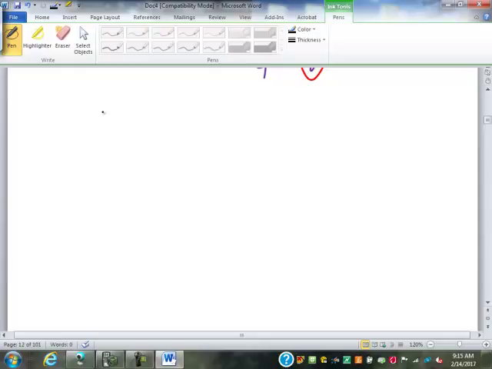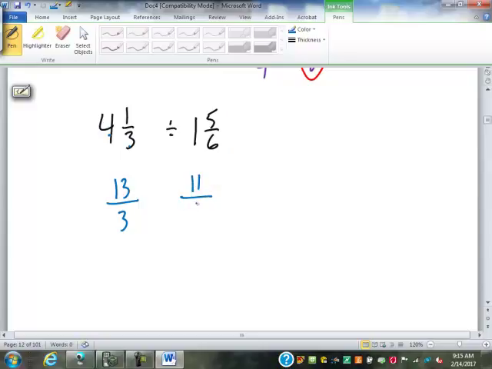So now we're going to jump up to dividing mixed numbers. So we might have 4 1/3 divided by 1 5/6. Now, since we're going to change it into multiplication, it makes sense that we treat it just like multiplication and turn them into improper fractions. 4 1/3 becomes how many thirds? 13. Very good. 4 times 3 is 12 plus 1 is 13. 1 5/6 becomes 11/6. 1 times 6 is 6 plus 5 is 11.